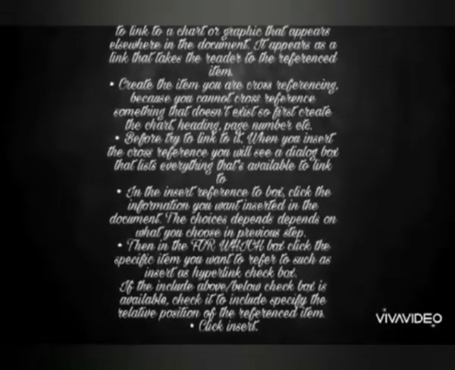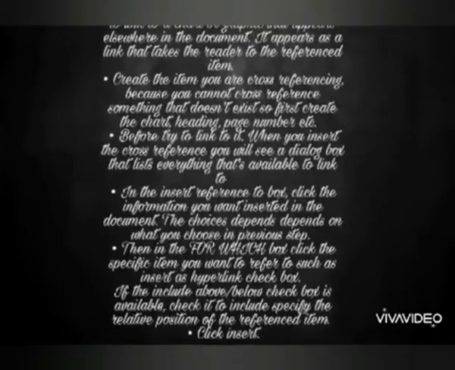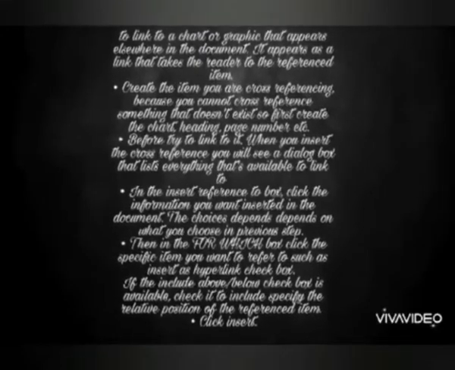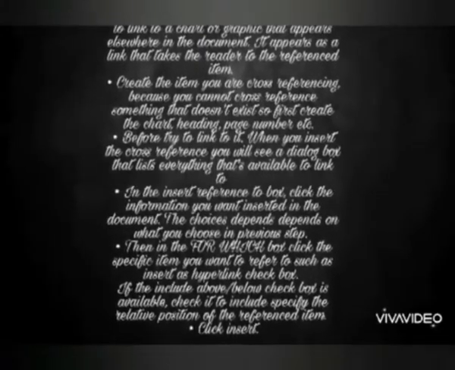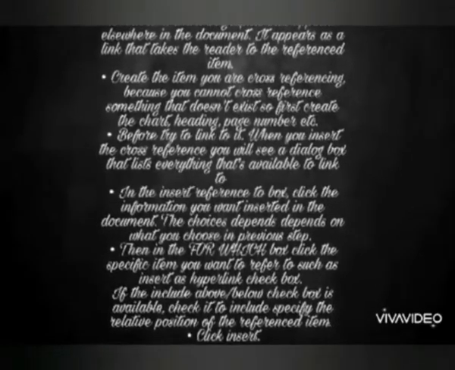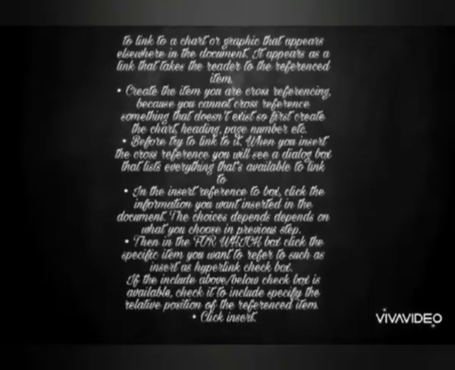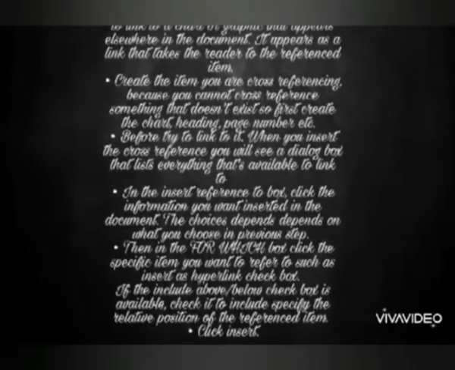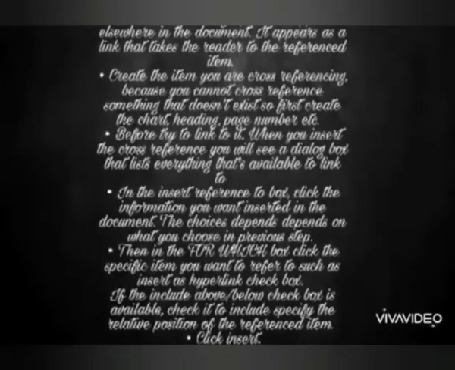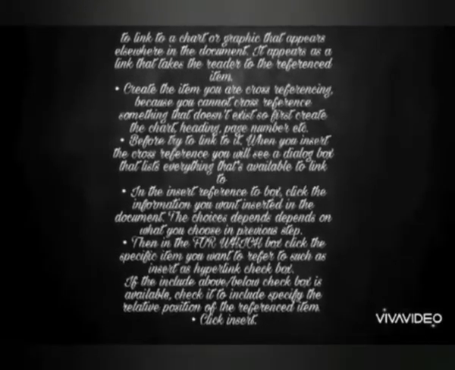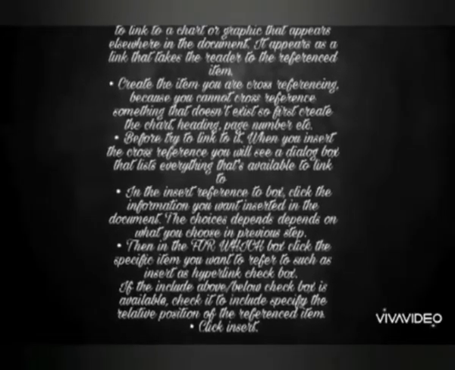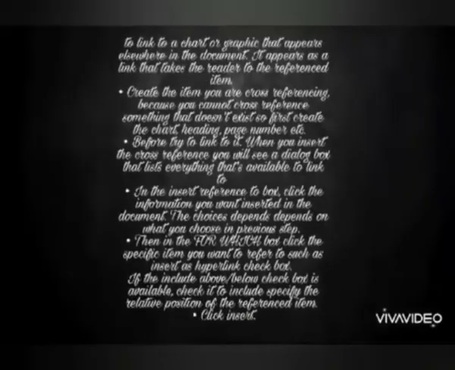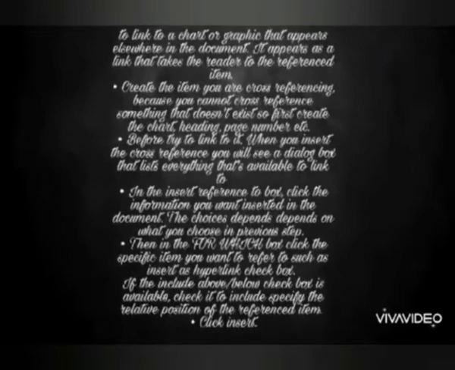In the Insert Reference to box, click the information you want inserted in the document. Choices depend on what you chose in previous steps. Then in the For which box, click the specific item you want to refer to. To allow users to jump to the referenced item, select the Insert as hyperlink checkbox. If the Include above/below checkbox is available, check it to specify the relative position of the referenced item. Click Insert.